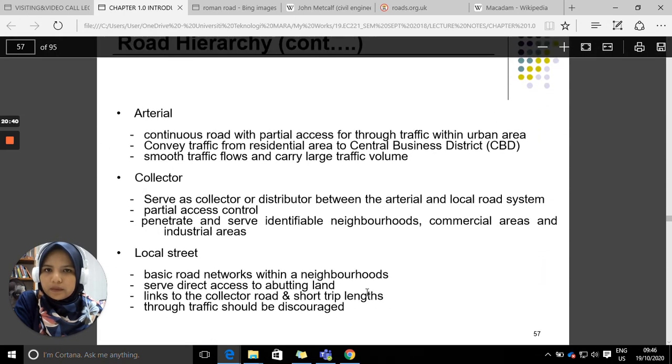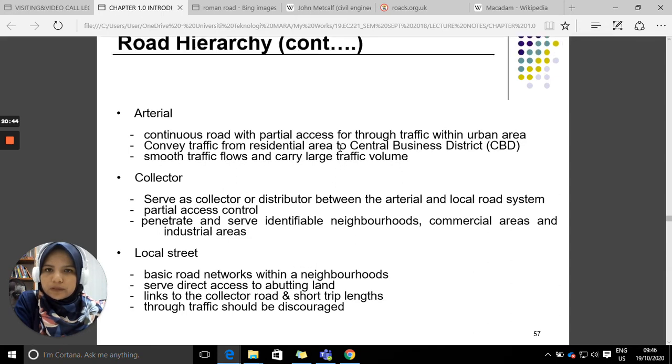Okay. And then we have arterial, a continuous road with partial access for through traffic within an urban area. So this is for urban area. And then we have collector, connected to the arterial. It serves as a collector or distributor between the arterial and local road system. So collector ni adalah penyambung antara arterial dan local street.